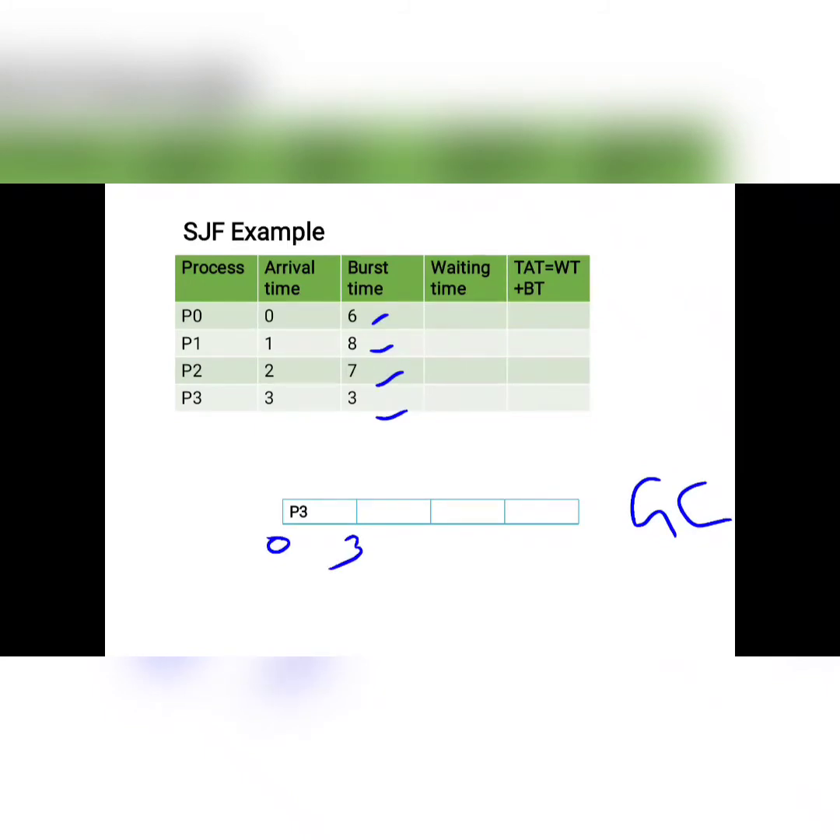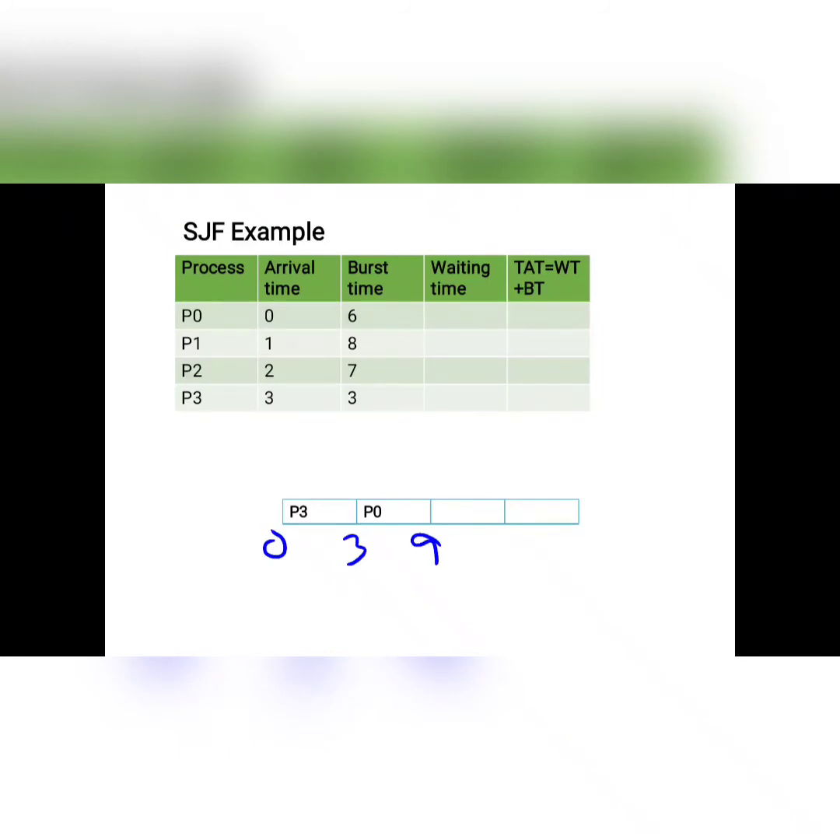Now we will consider the next least value. What is the next least value here? 6 is the next least value. So that's why P0 comes next. P3 starts at 0 and terminates at 3. Now at 3, P0 starts and its burst time is 6. So 3 plus 6 is 9.